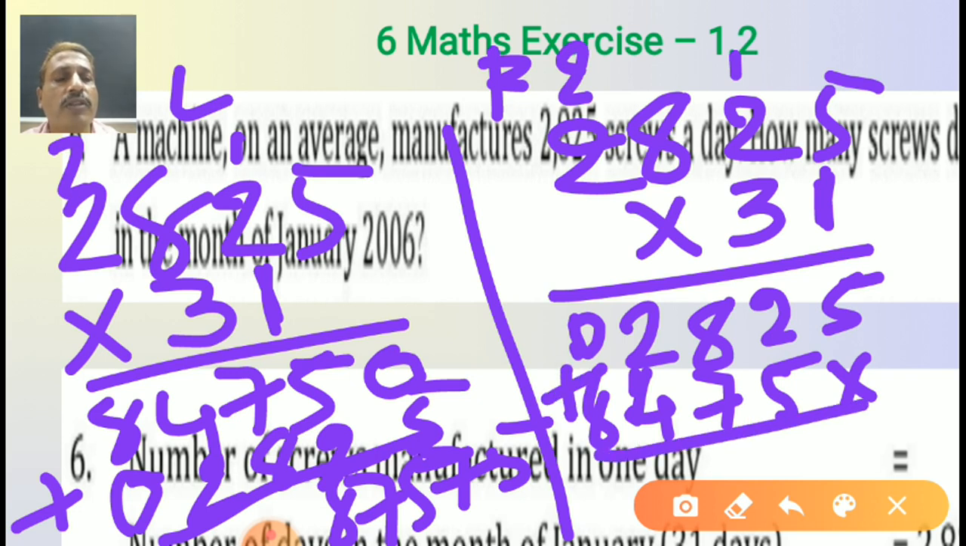Okay, now add both numbers. 5 into 1, that means 5. 2 plus 5, 7. 8 plus 5, 15. 1 is the carryover. 5 is here, student. Now 1 plus 2, 3. 3 plus 4, 7. And 8. See, both answers remain the same. You can do rough work in your book also. In both ways, the answer remains the same.